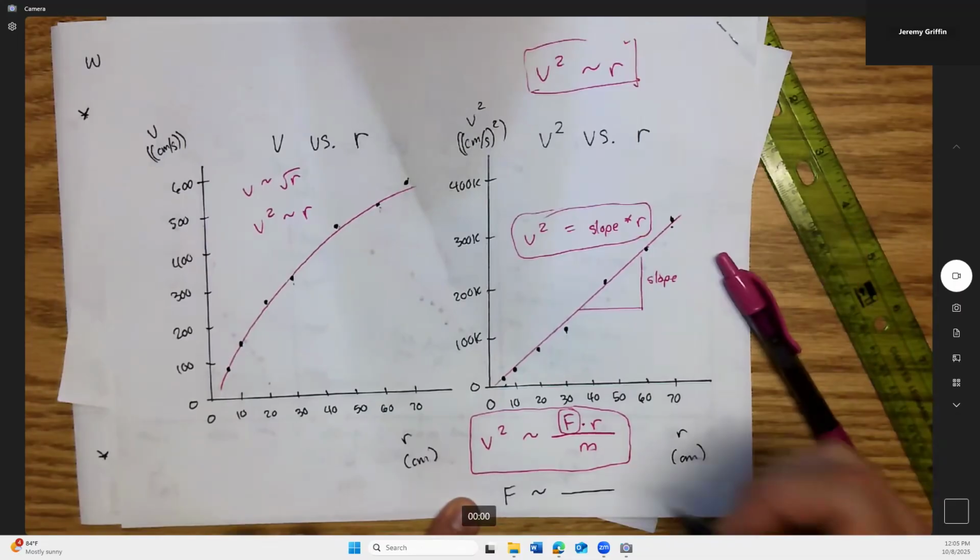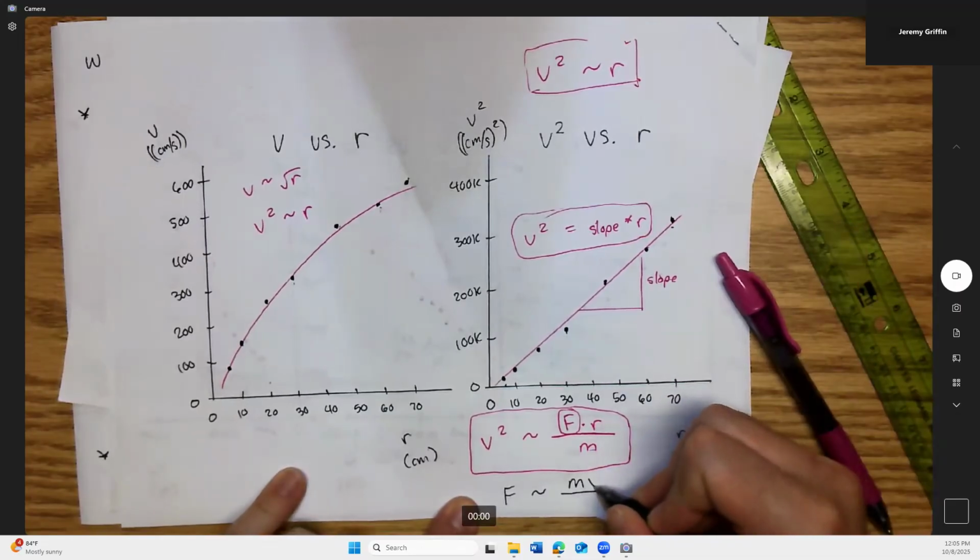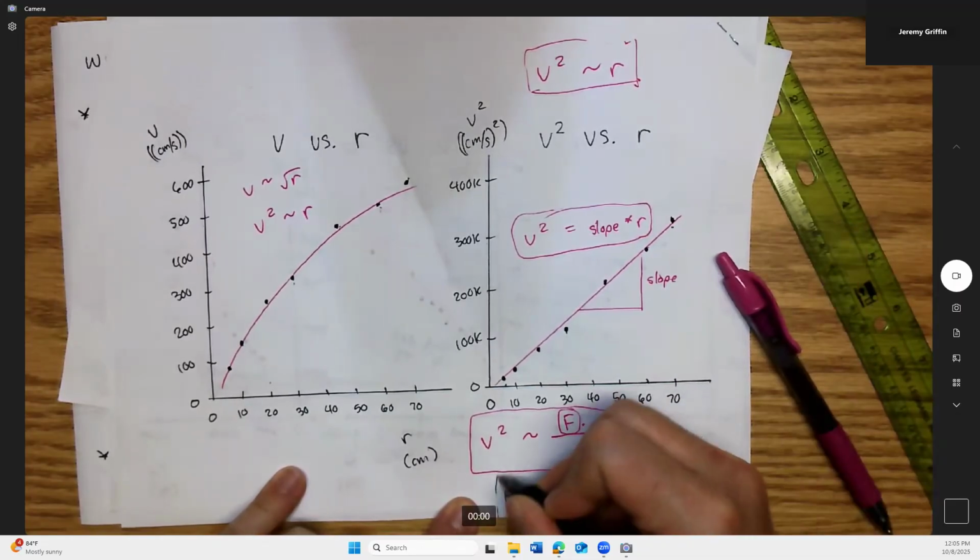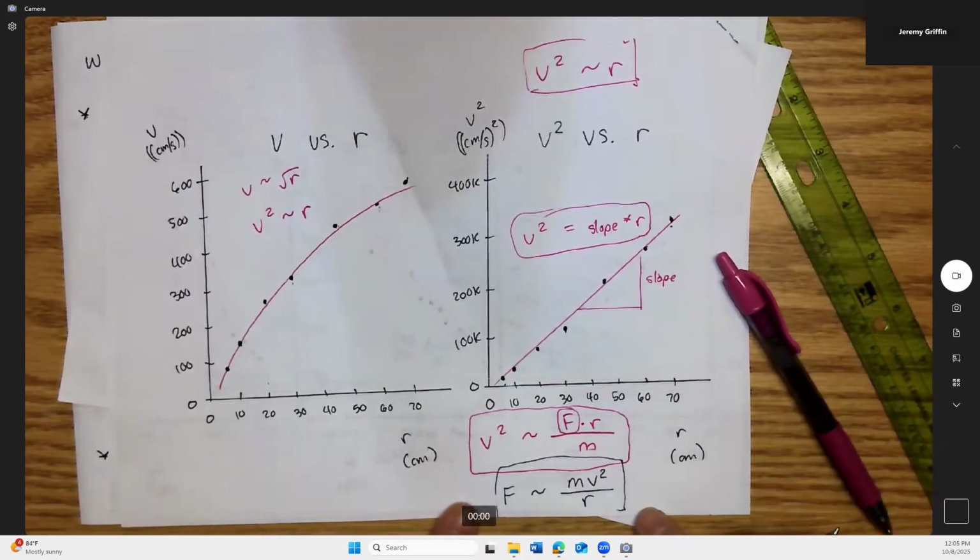That's squared, under the curve, divided by r. MV squared over r. Yeah, that's it. MV squared over r, right there. Yeah. How does this thing work?